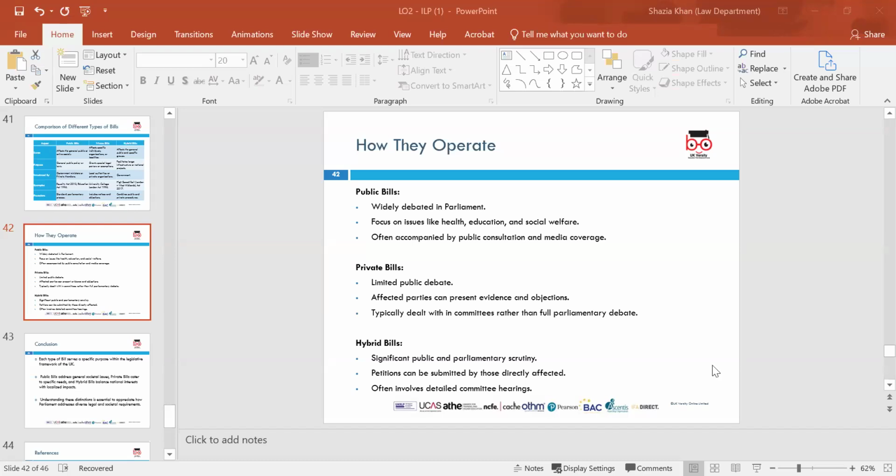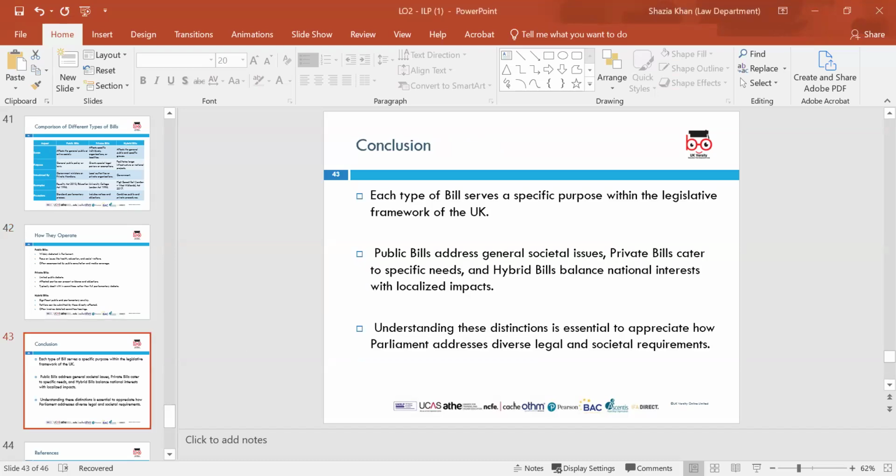These three types of bills work in different ways. Each bill serves a different purpose and works differently. Public bills and private bills affect different people, so the way they work and the way they implement things is different.